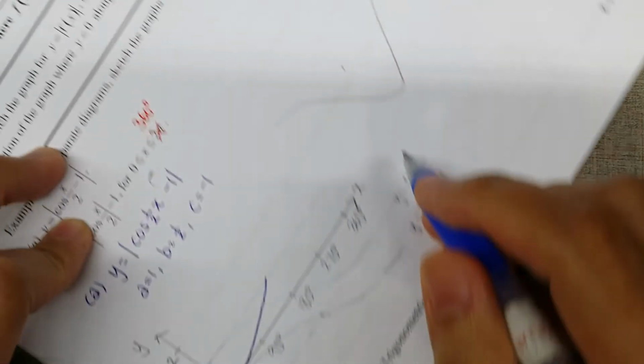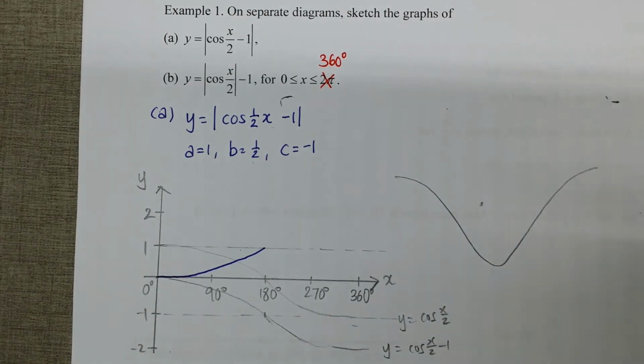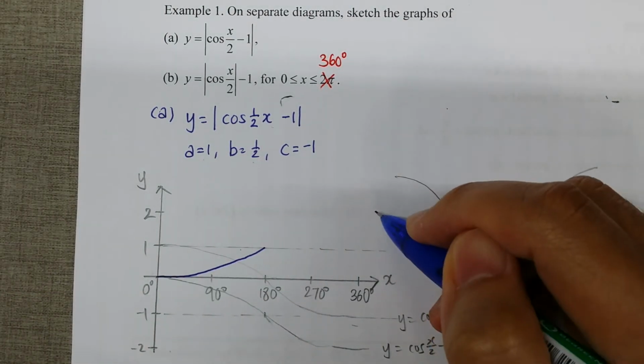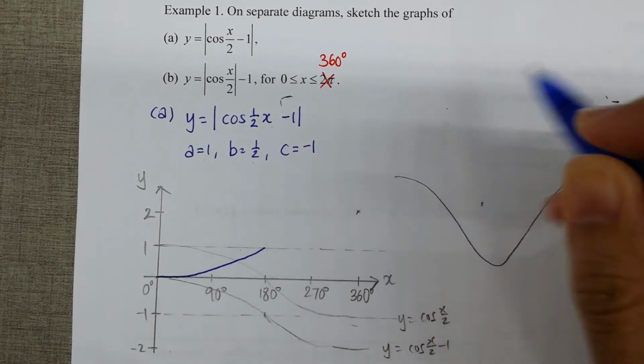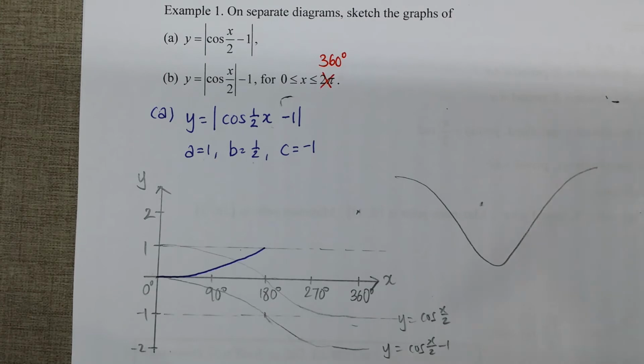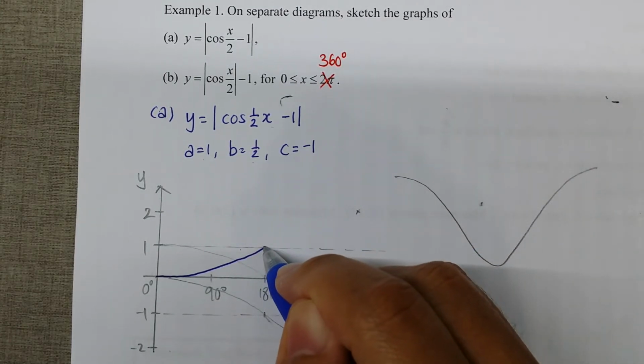It will curve this way to reach 2. So let me mark out a point here. 360 and 2. I repeat, for a case, please use a pencil.